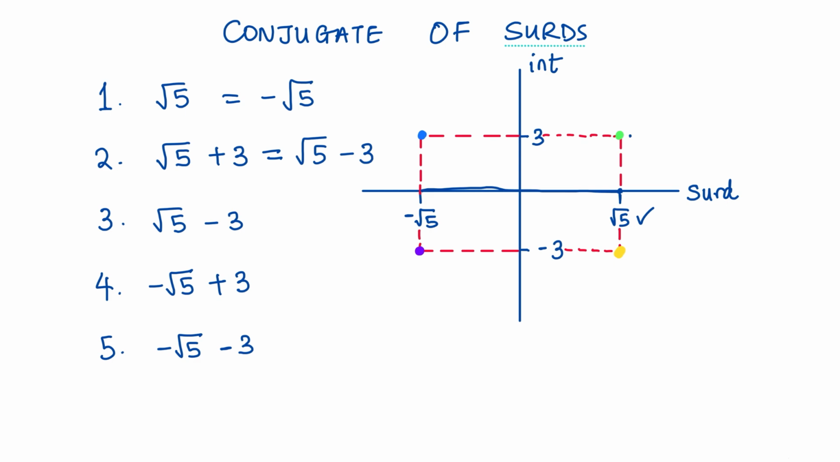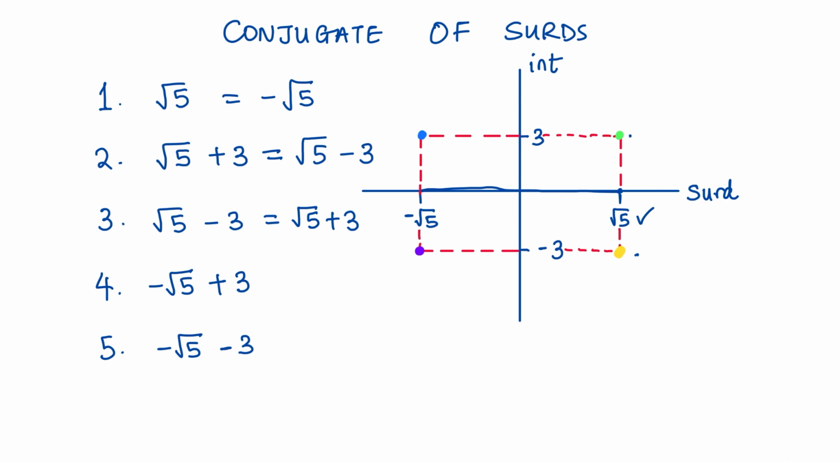Our third example is root 5 minus 3. Now, our intuition would be correct if we already say that the conjugate of root 5 minus 3 is root 5 plus 3, because conjugates are interchangeable. Again, if we look at it in our graph, root 5 minus 3 will be at the yellow dot. And if we draw a straight line in the opposite direction, we will get to root 5 plus 3.